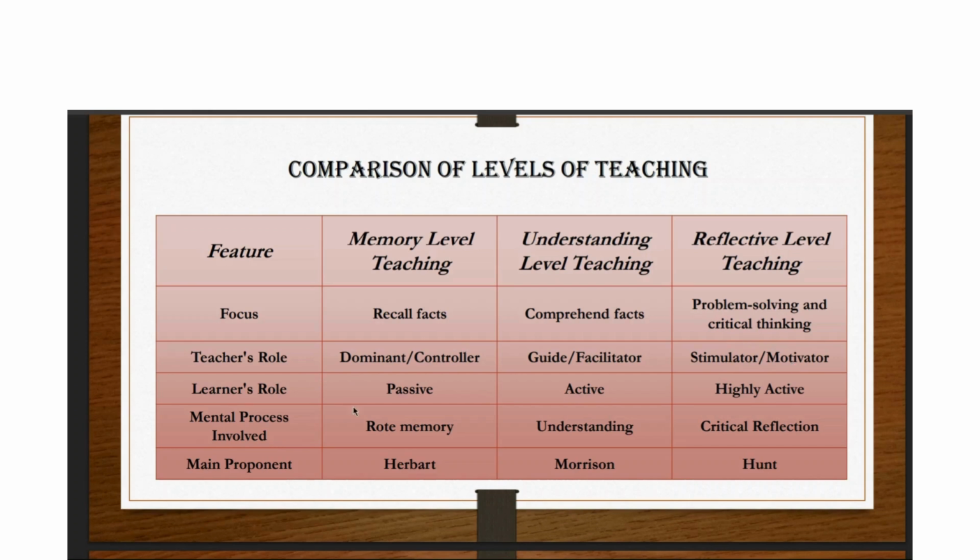So what is the learner's role? Here it is passive, the lesser role. Passive means there is no activity, so everything is done by the teacher. Whereas in understanding level, the learner's role is active, and they have to think for themselves. In reflective level, it is highly active. It needs multiple thinking and different situations to implement this knowledge. So the learner's role is very important in reflective level teaching. This is also called learner centric teaching.